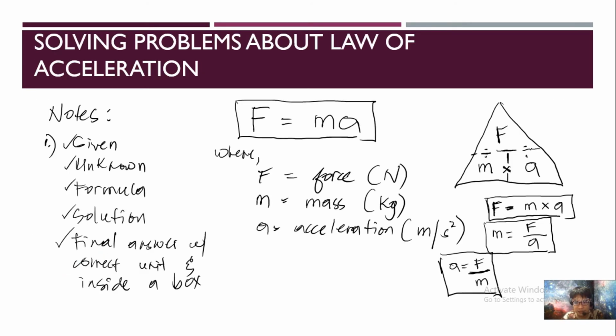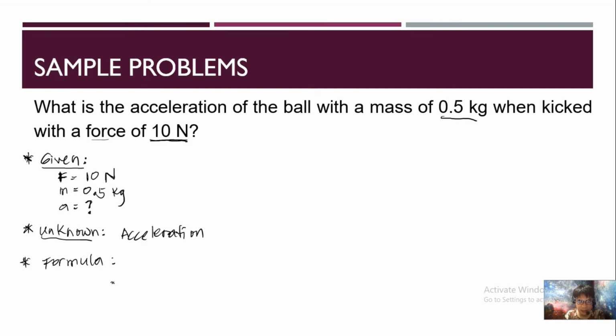Formula 1, Formula 2, and then Formula 3. Which formula will be needed if the acceleration is missing? This one. So, we will go on with formula number 3. Just write there, A is equal to F divided by M. So, that is the formula, and we're done with the formula step.